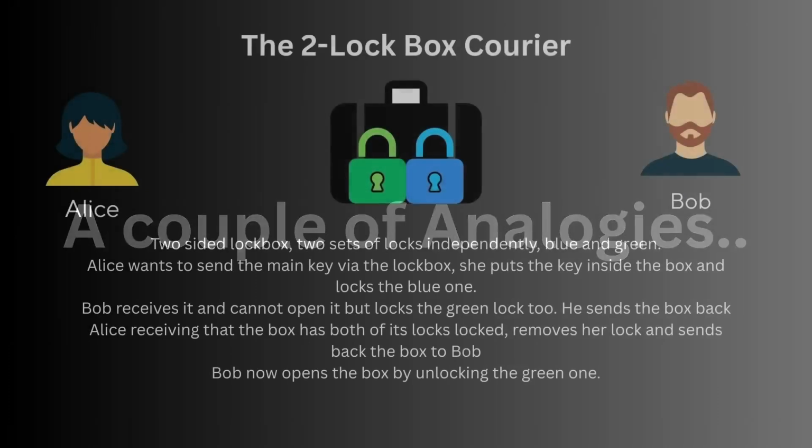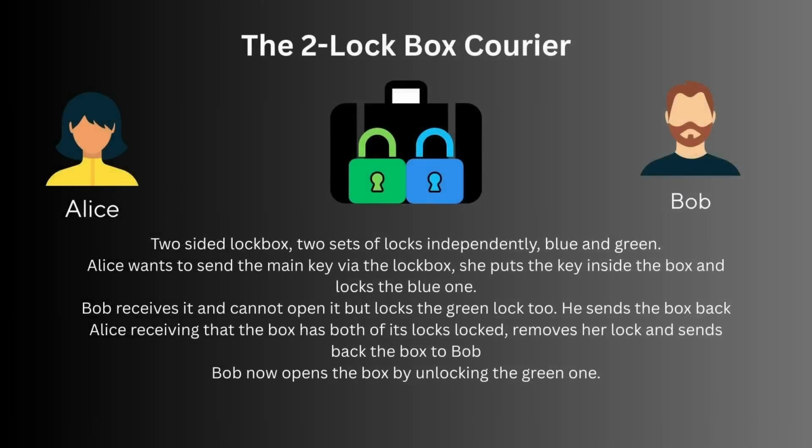Before I talk about the maths behind it or how exactly the protocol works, I will talk about a couple of analogies to help us lay the basic groundwork and figure out the essence behind what the protocol wants to do. The first one is the two-lockbox courier. Alice has a box in which she can put her messages and courier it to Bob, and Bob can read those messages.